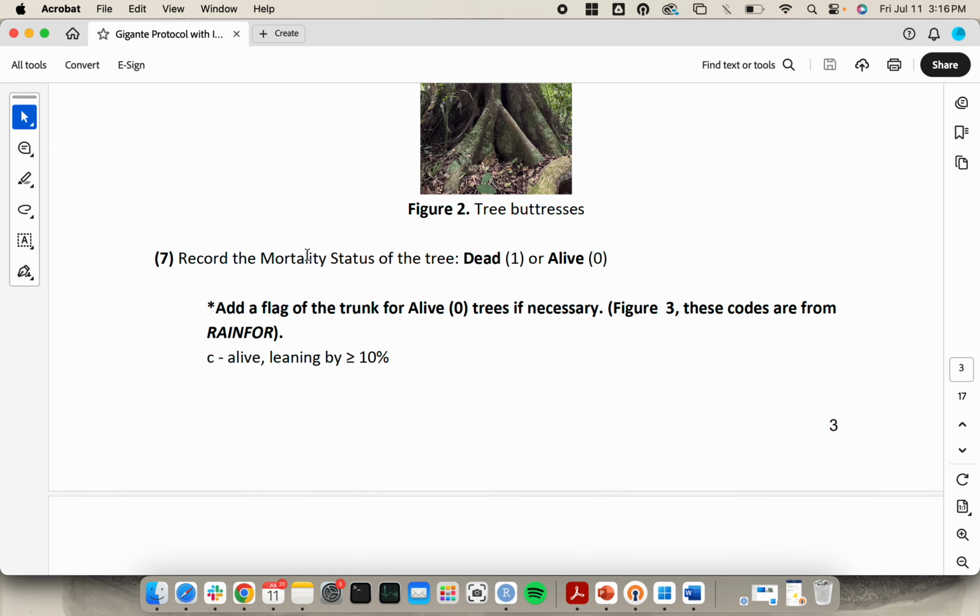Okay, so now you have to record if the tree is dead or alive. Sometimes it looks like it might be dead, but if you use a little knife, you can scrape the bark, and you can see if it's actually dead or not. If the tree is sprouting, so if it has little branches growing, it means the tree is alive. So make sure you confirm whether it's dead or alive before filling out this one.